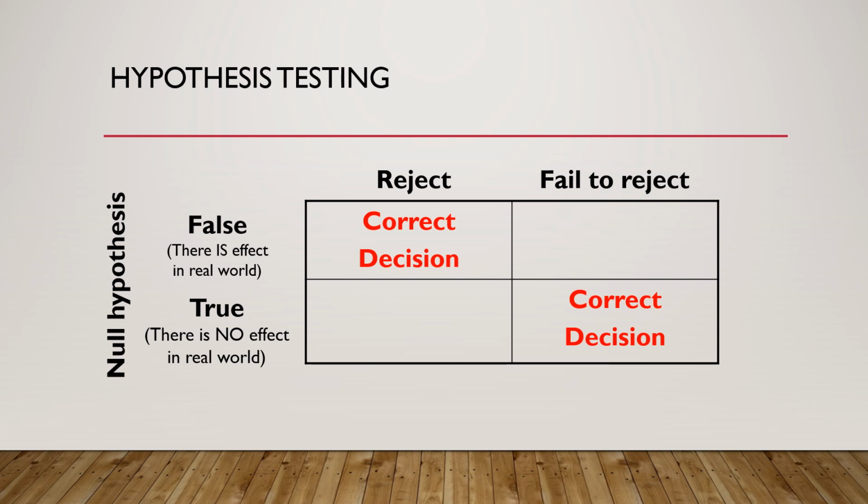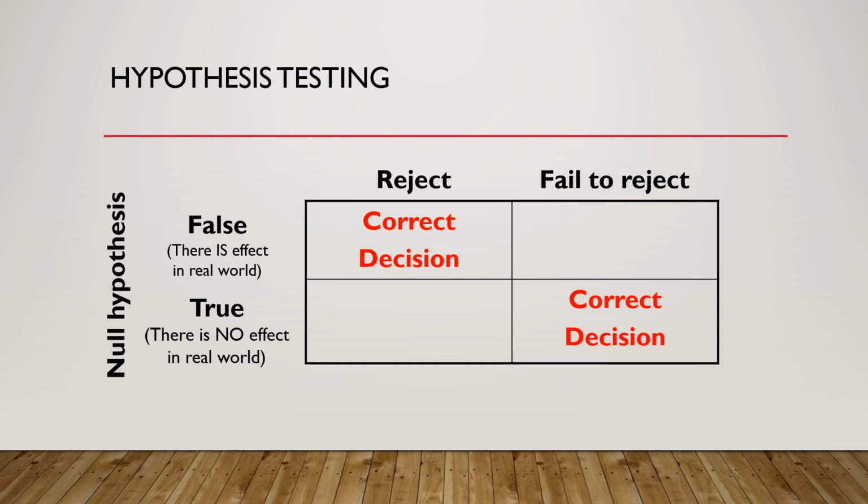So if the null hypothesis indeed is false and there is an effect in the real world, and our study rejected the null hypothesis and said there is an effect in the real world, well, that is a correct decision. On the flip side, if the null hypothesis is true and there is no effect in the real world, then we're hoping that we fail to reject it, and we also agree from our study that there is no effect in the real world. That is, again, a correct decision.